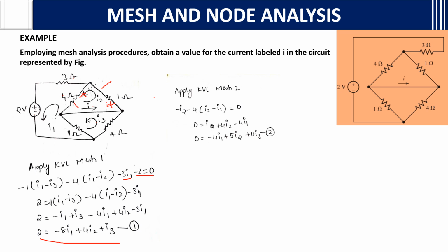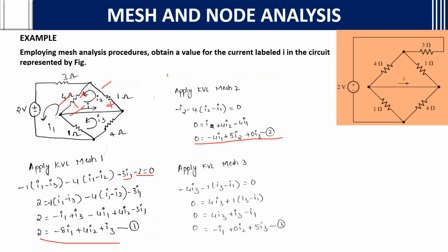If you see here, minus I2 minus 4 I2 minus I1, then as there is no I3 value here, you take 0 I3. Why? Because we need to put some value. If you take 0, there will be no difference.